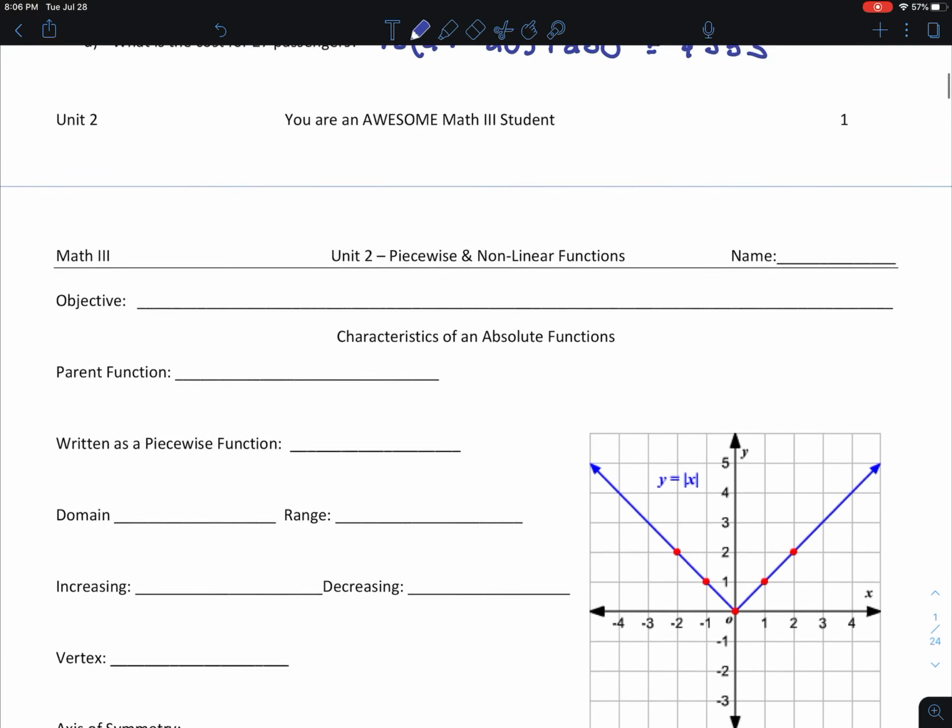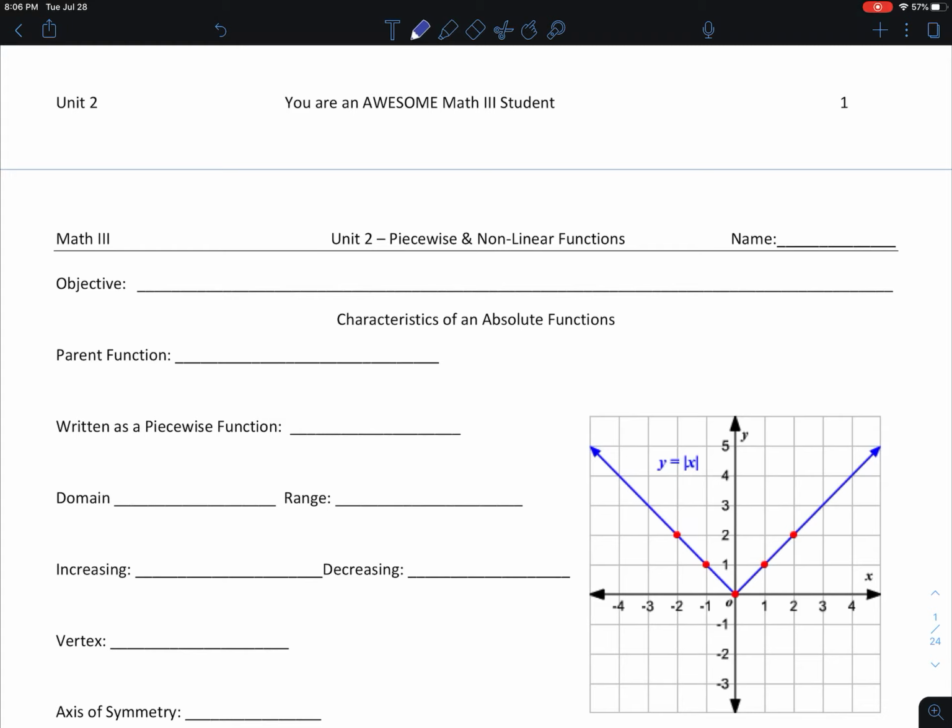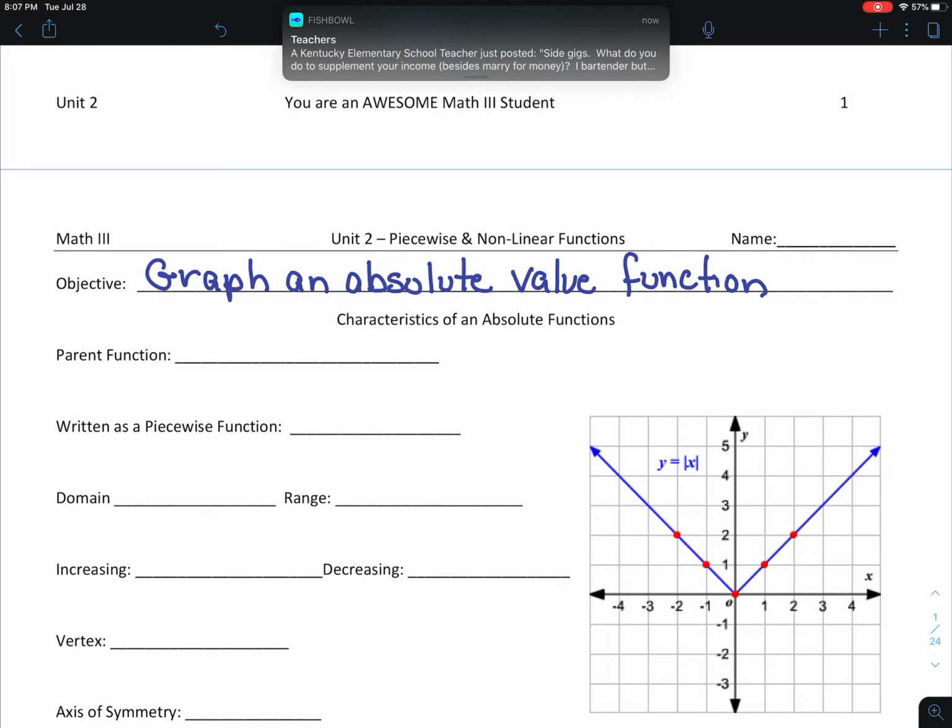Okay, so let's go ahead and start our lesson today. Our objective today is simply to graph an absolute value function. And we're going to look at some characteristics of this absolute value as well.